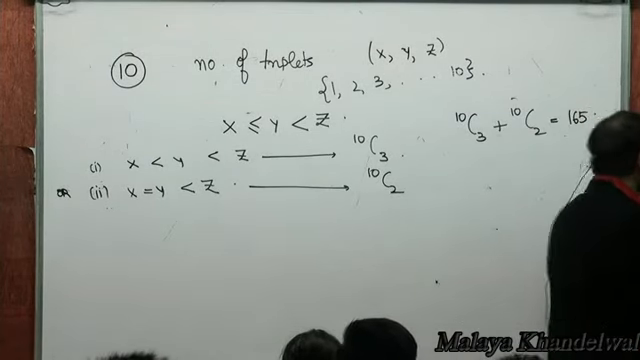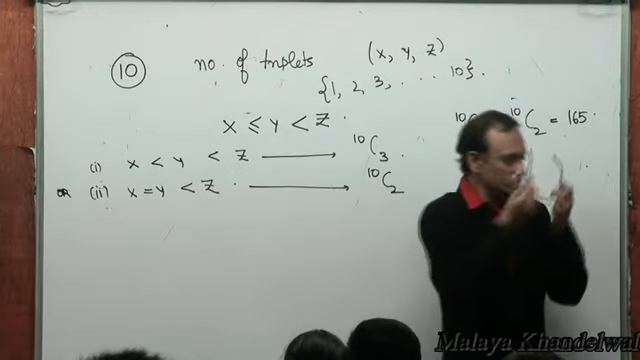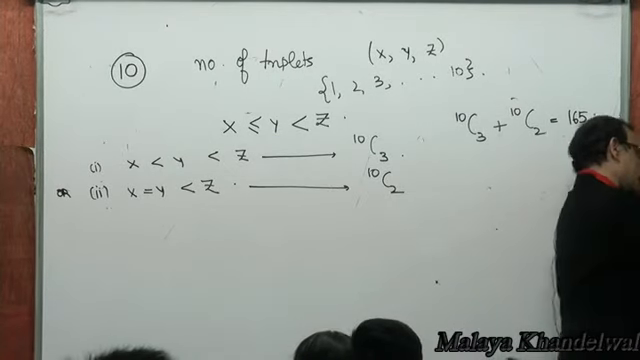That becomes 11C3. NCR plus NCR minus 1 is N plus 1 CR. My students are smart.